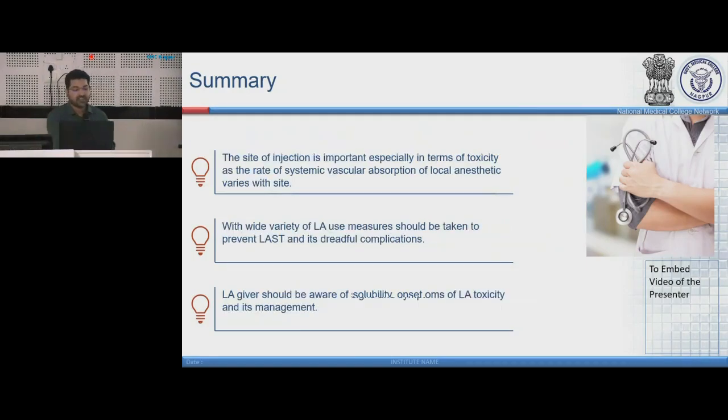The site of injection is important, especially in terms of toxicity, as the rate of systemic vascular absorption of local anesthetic varies with site. With wide variety of local anesthetic use, measures should be taken to prevent local anesthetic toxicity and its dreadful effects. Local anesthetic giver should be aware of signs and symptoms of local anesthetic toxicity and its management.